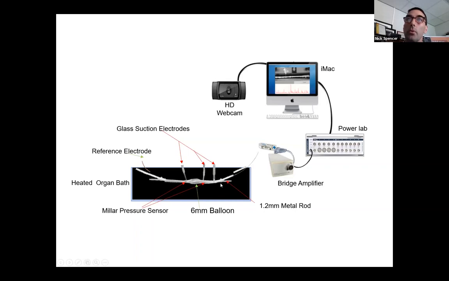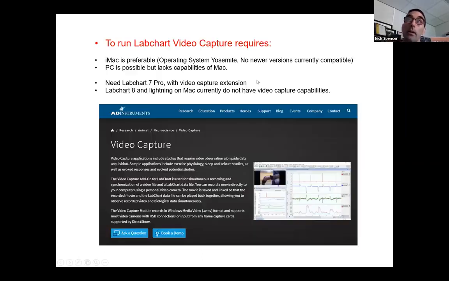We have the 2 intraluminal catheters, and then of course the webcam, all recording from a PowerLab into an iMac running LabChart video capture. Now this is the plug-in through LabChart, through ADInstruments PowerLab.